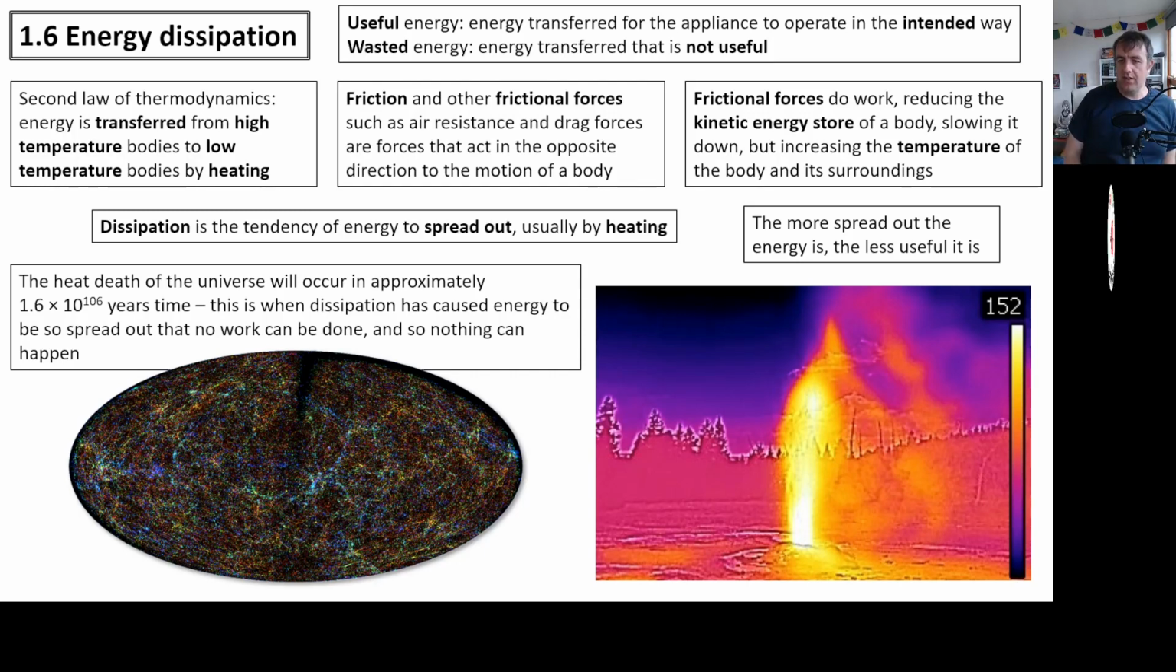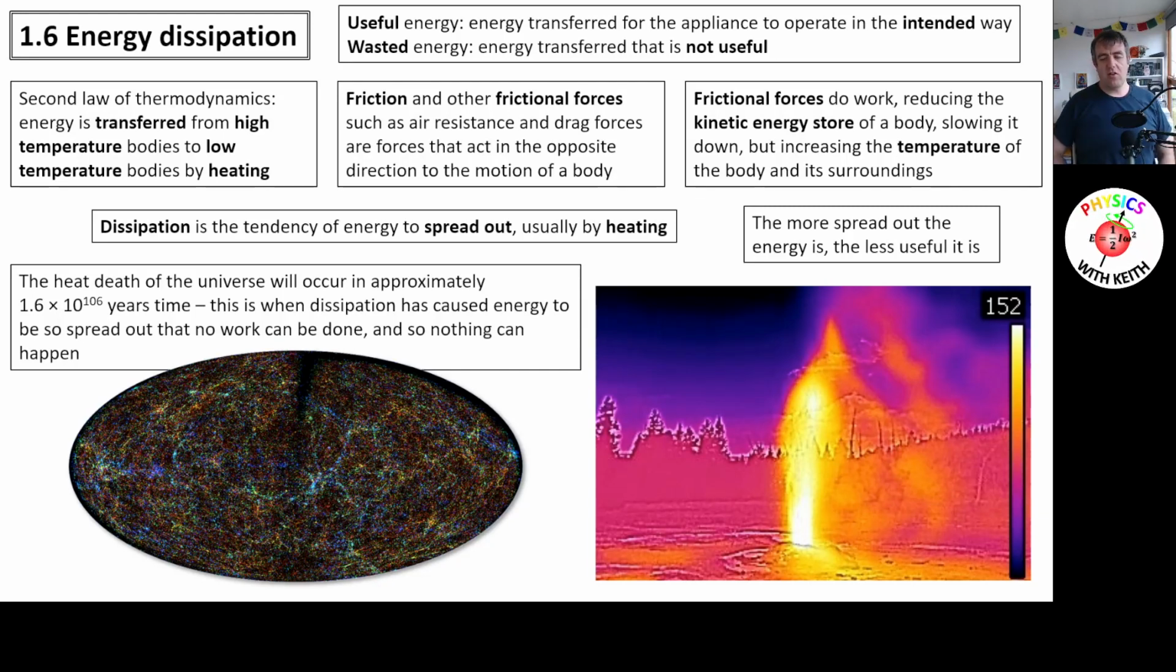And the second law of thermodynamics tells us that we will always transfer energy from high temperature bodies to low temperature bodies by heating. There are ways of going against that, but it involves doing a lot more work. So apart from things like refrigerators and freezers, which are a separate interesting case, and you should definitely look into them, in general, energy is transferred from high temperature bodies to low temperature bodies by heating, which means that eventually everything's going to be the same temperature. All the energy is going to be as spread out as possible.